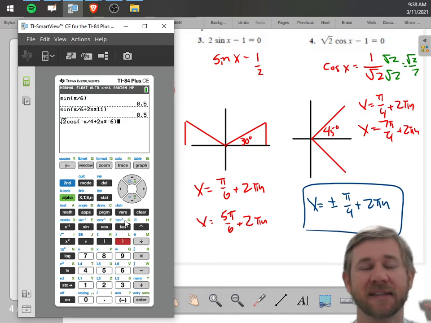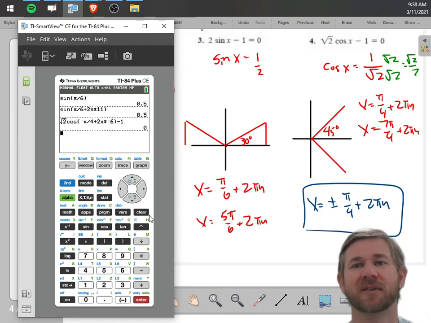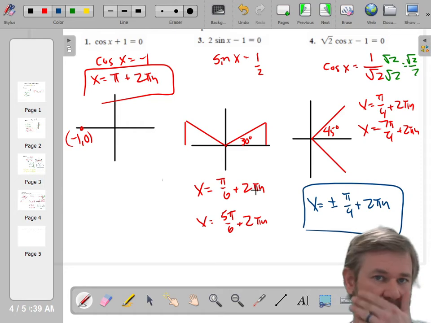I'm just trying to make it silly. I think this should still work. I think I should still get 0. Oh, I got to do minus 1. Okay, so radical 2 cosine x minus 1, I should get 0. Look at that. I can do that with any n. Any number I put right there should still work. So that's kind of fun.